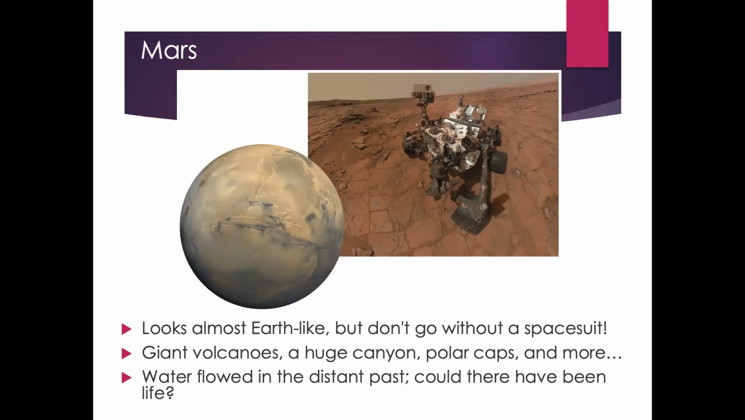Mars has volcanoes, it has canyons, it has polar ice caps. There is ice on Mars's surface, but not liquid water. It's too cold for liquid water, right? And we have evidence. We can see ancient river channels that water once flowed on Mars. So is it possible that there could have been life? Maybe. Maybe one day we'll find out.